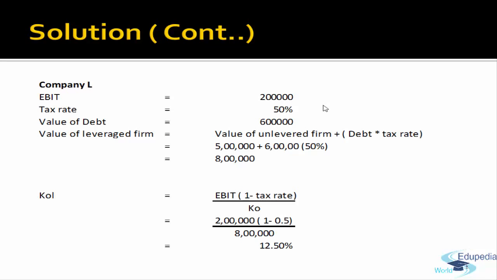Now if I have to compute the cost, or you can say expectation, of the equity shareholder in this levered firm, value of a firm is equal to EBIT upon KO. So in order to compute KO, it is EBIT upon value of firm, simple mathematics. So KO is equal to 2 lakh into 1 minus 0.5 net of tax divided by the value of levered firm. This will give you the expectation, or you can say KO of levered firm, which is 12.50%.